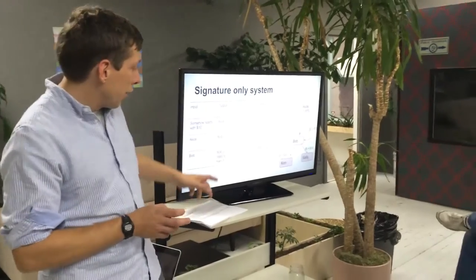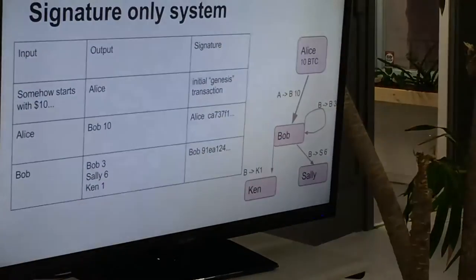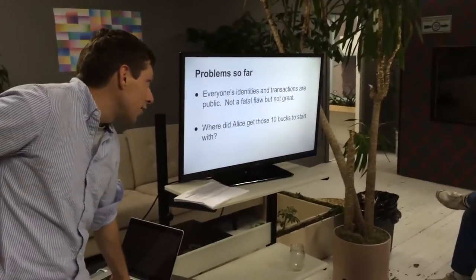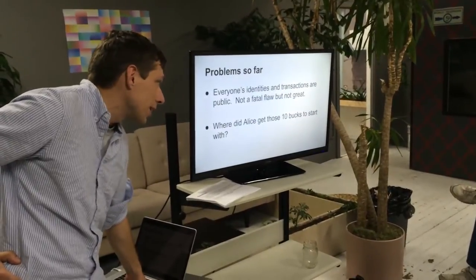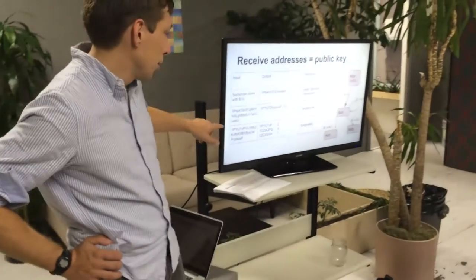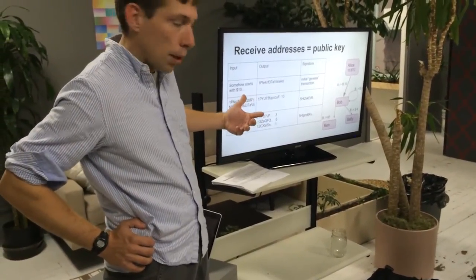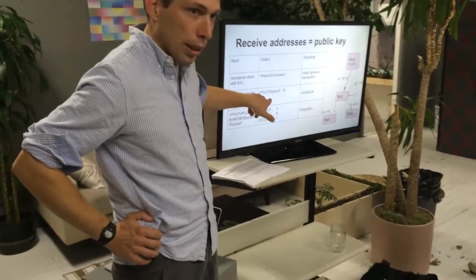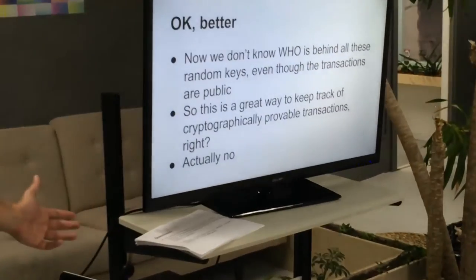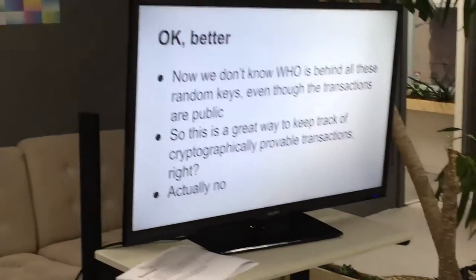So we can see that if Sally wants to make sure Bob has what he says he has, you can trace it back and back to Alice. So this actually could be a cool global payment system. Problem so far: everyone's identities and transactions are public, not great. And where did Alice get those 10 bucks to start with? Also kind of questionable. So what we'll do is have addresses instead of names. I know it's Alice, but all I see is that the input is an address, which is a public key, and the output is also a public key, signed with a private key that I can verify. So this actually works great. We don't need to know who's behind all these random keys, even though the transactions are public, and it's a way to keep track of cryptographically provable transactions.